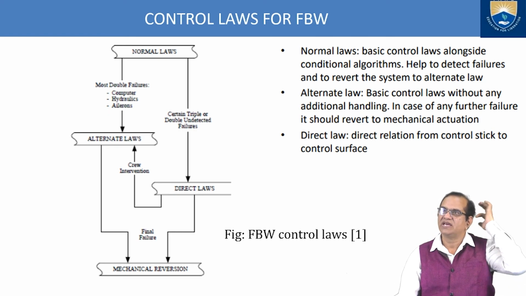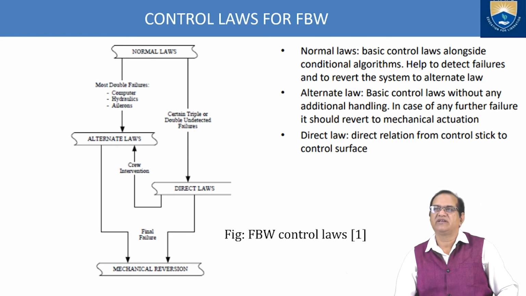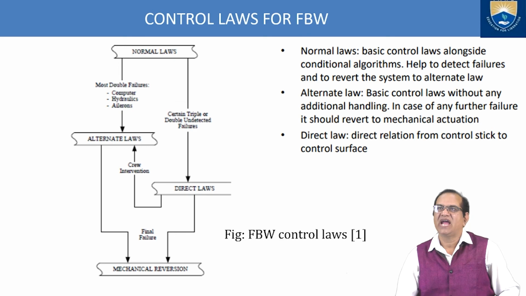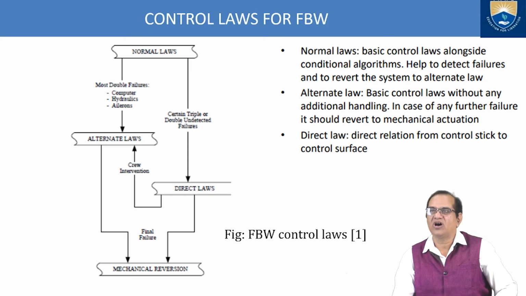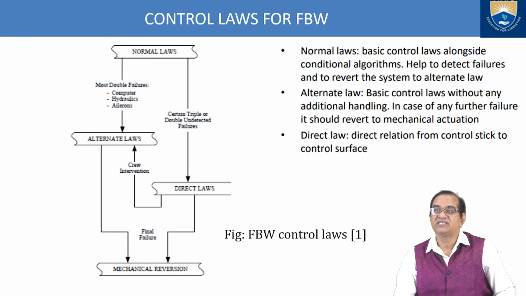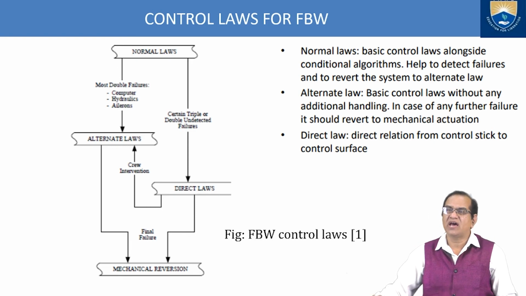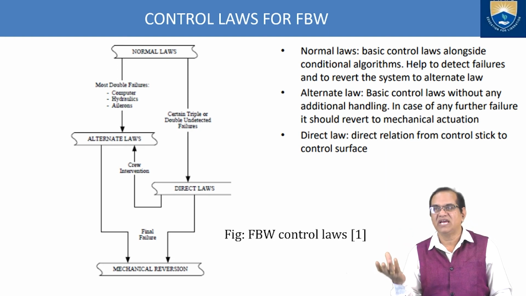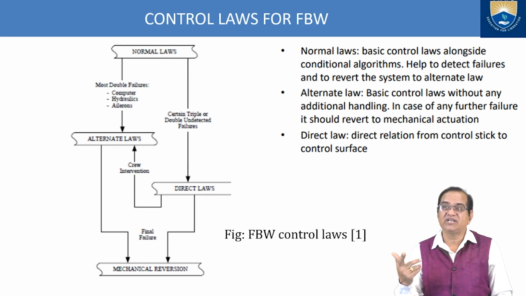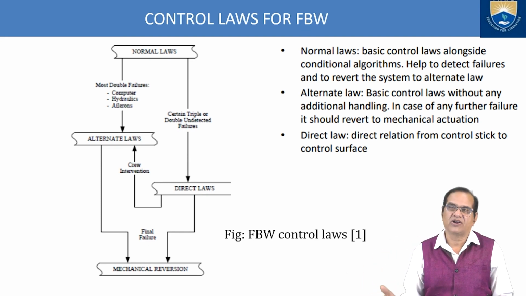Normal laws: basic control laws alongside conditional algorithms help to detect failures and to revert the system to alternate law. So the first is called the normal law. In normal law, if anything happens, there is an algorithm. If it is not following the algorithm, then the failure will be reverted to the alternate law. It will go to the alternate law.